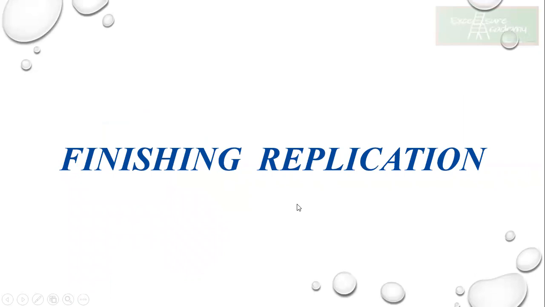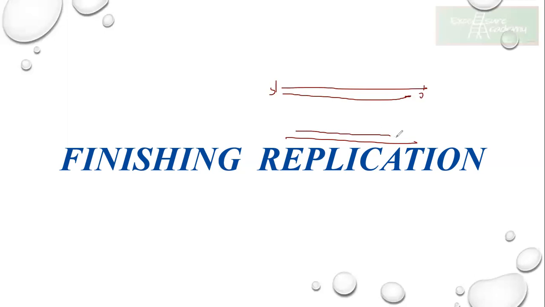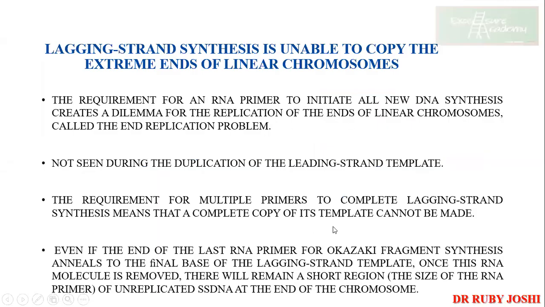Now I'm going to just brief about the finishing of the replication. Remember, I have mentioned that there is an end replication problem. You have the 5' and 3'. Your daughter strand is going to be a little shorter compared to your parental strand, right? So this end replication problem we are going to discuss now. The lagging strand synthesis is unable to copy the extreme ends of the linear chromosomes. Now, who can tell me why it is not possible for them to copy the ends of the linear chromosome?